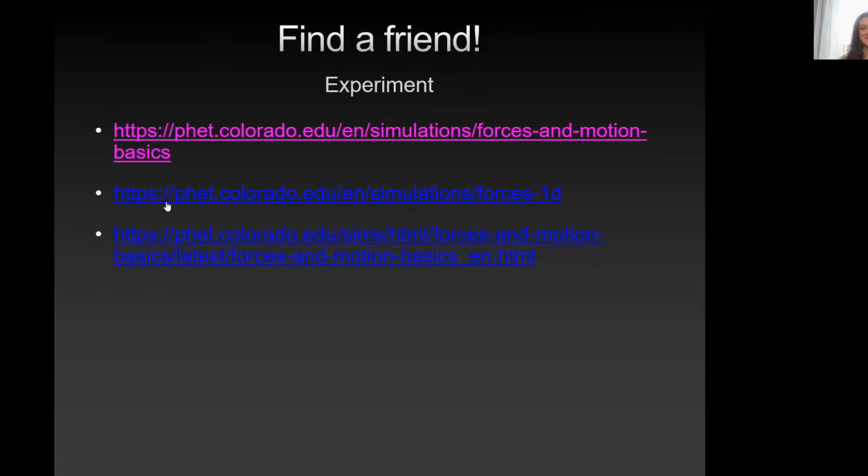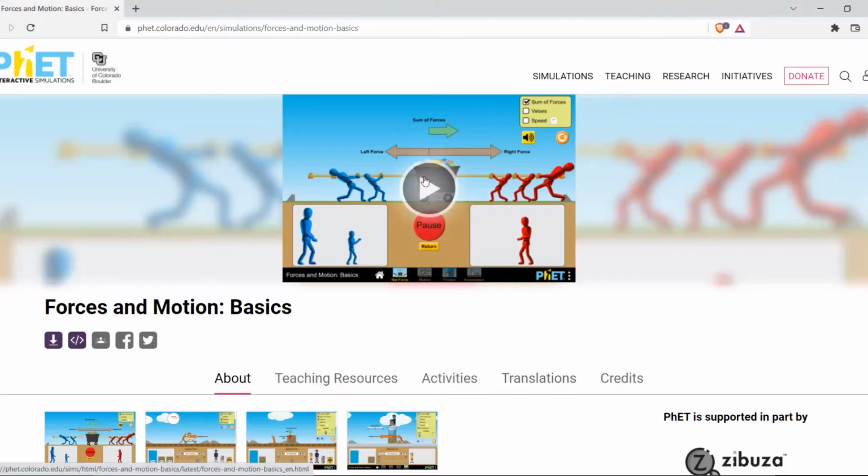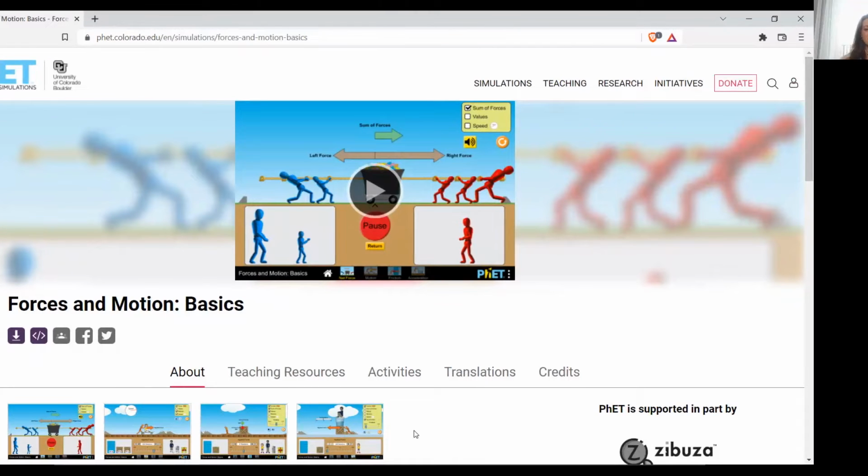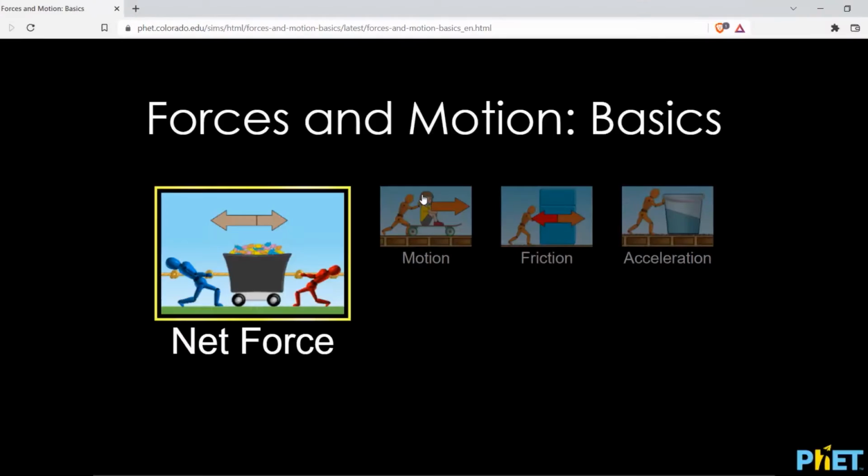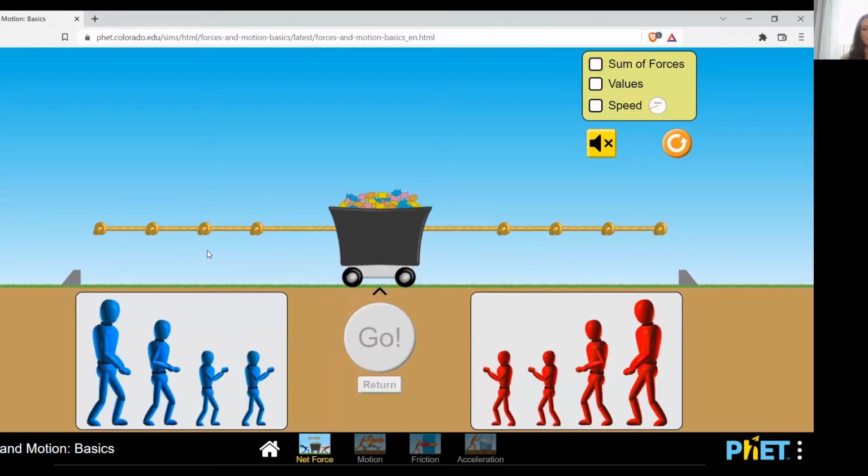As you can see in this slide, I have some links to simulations to show us how it works when we have forces. So join me and we will go to this site. On this site, you can see various different simulations for forces and how they work. Let us jump into this one. Firstly, we will look at net force.